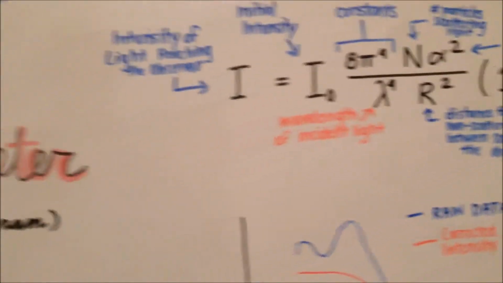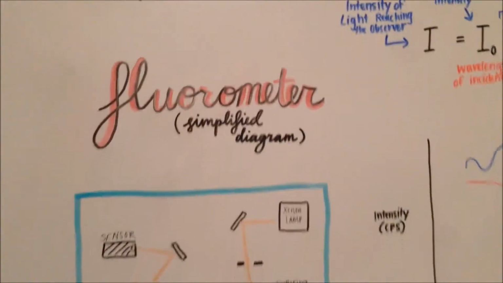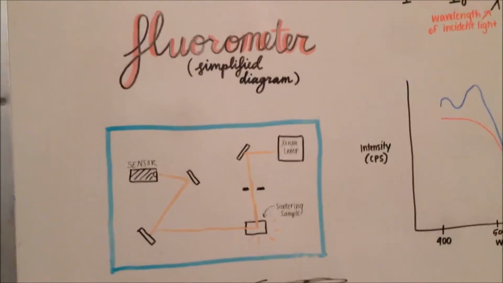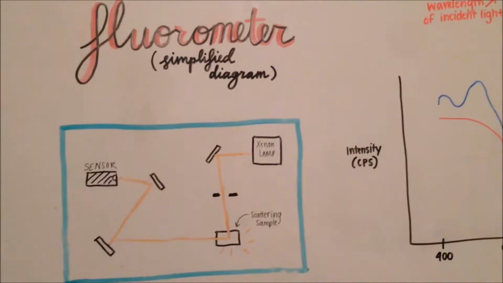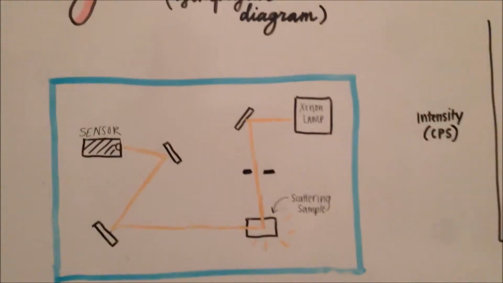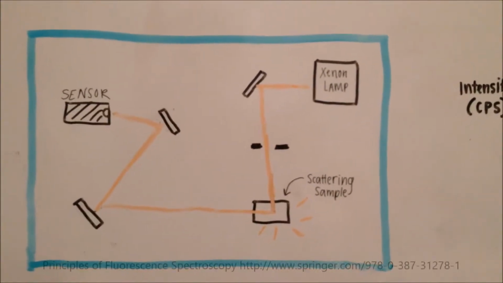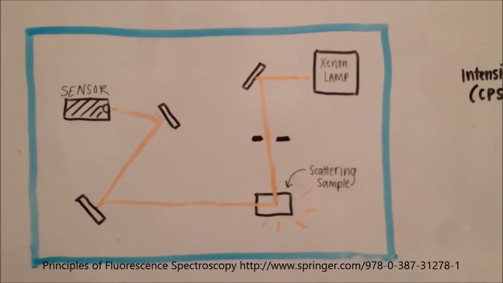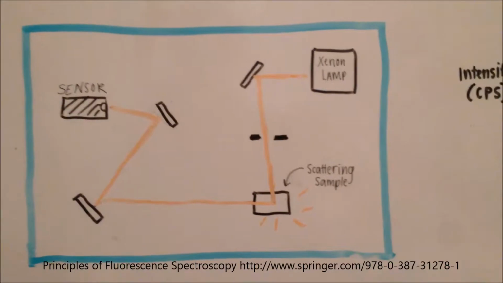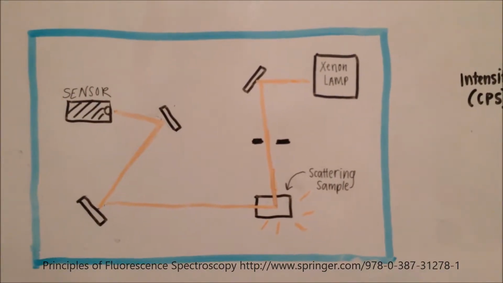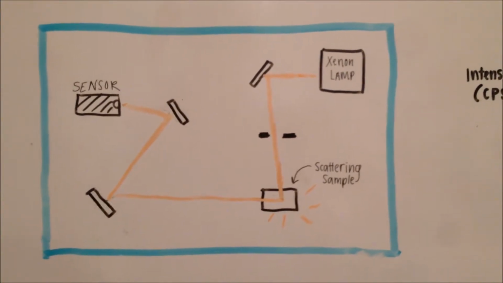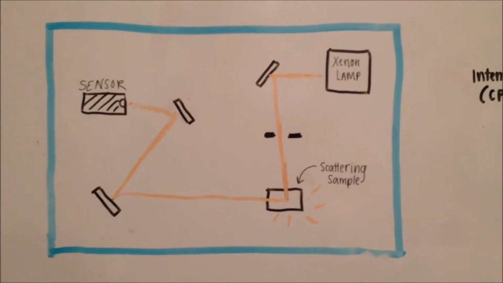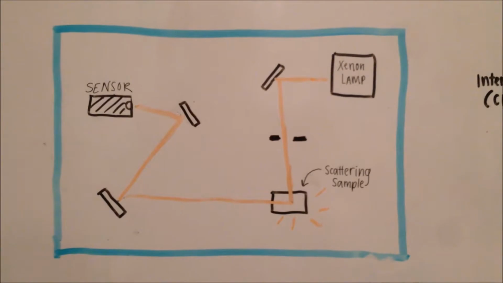To further explore Rayleigh scattering, I conducted an experiment using a fluorometer. A fluorometer is a machine that has a light source, in my case a xenon lamp, that sends a beam of light towards a scattering sample, and then the intensity of the light scattered at a 90-degree angle is measured in counts per second, meaning how many photons or light particles hit the sensor every second. The fluorometer allowed me to excite certain wavelengths of light, or in other words select a specific color of light to project, and then measure the intensity of the scattered light at that wavelength.